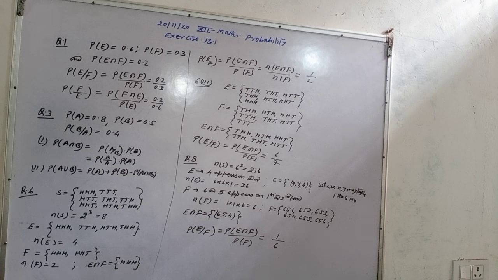Now F is at least 1 tail, means at least 1 tail, so 1 tail, 2 tails and 3 tails. So the results for 1 tail are THH, HTH, HHT, then 2 tails TTH, THT, HTT, then 3 tails TTT. Then write common in both E and F, that is E intersection F, write the results. Then find P(E|F), P(E intersection F) upon P(F). So in the intersection there are 6 results and in F there are 7 results. So 6 by 7.